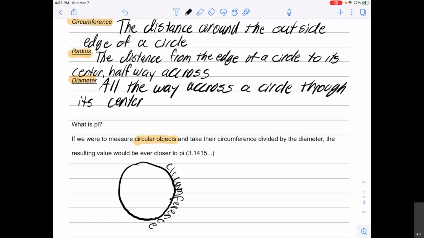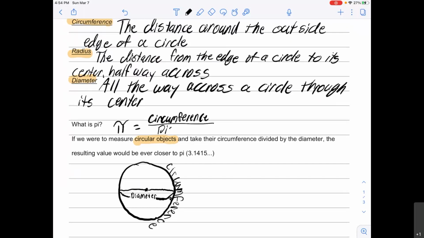and then we were to measure their diameter. Now the diameter goes through the center, and then it goes across the circle to either side. That's the diameter. If we were to divide those, we would get exactly pi. So pi, which is often represented by a symbol that looks like that, is the circumference divided by the diameter of a circle.